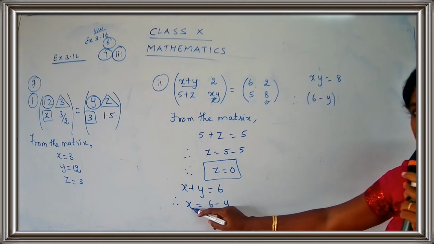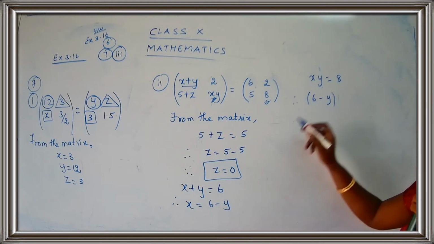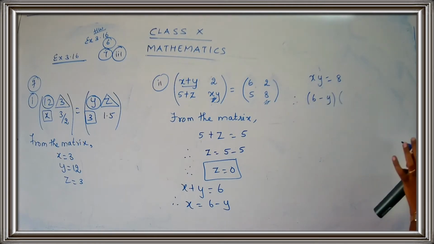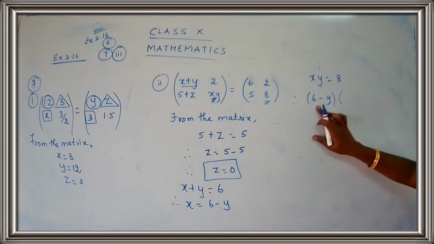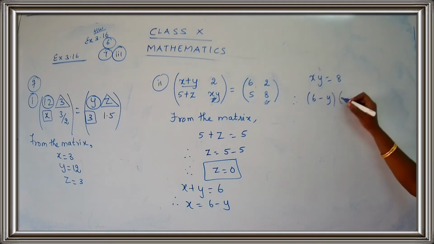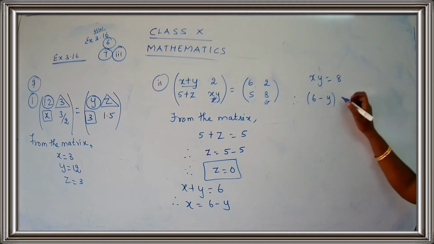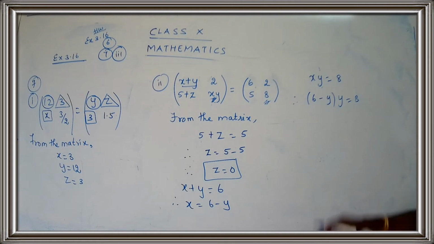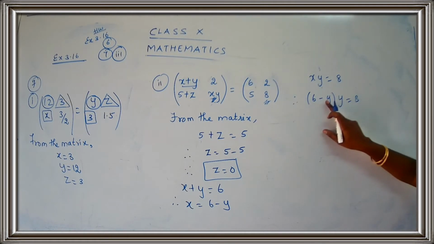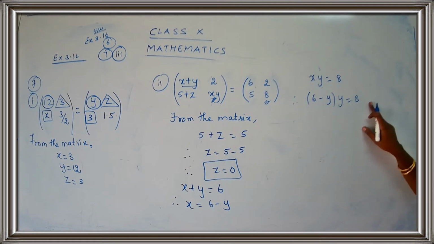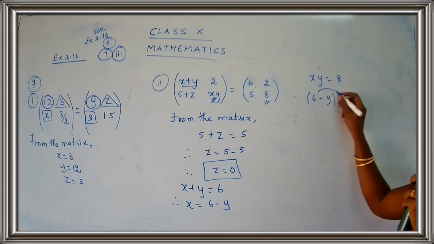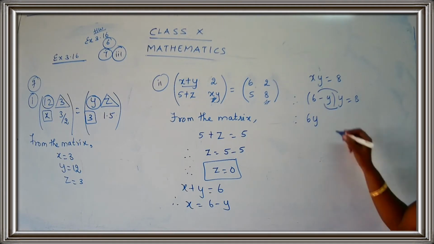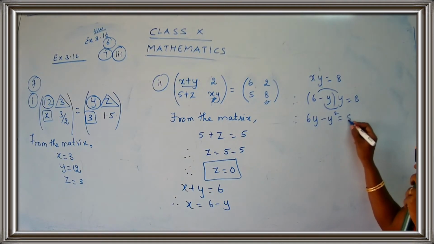So what is the value for x? 6 minus y. And what is this? Y. So in place of x, I am just writing 6 minus y, and this y is written as y. No need to change this y. This is equal to 8. Are you clear? Okay. So we have replaced x with 6 minus y into y is equal to 8. Let us open the bracket. So 6 into y, 6y, minus y into y, minus y square is equal to 8.